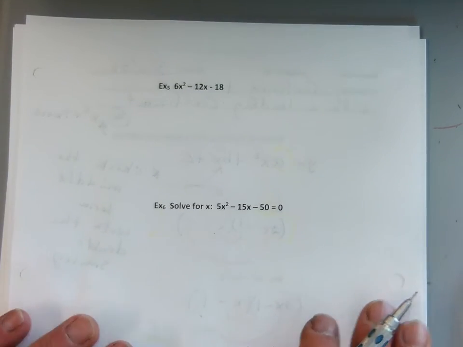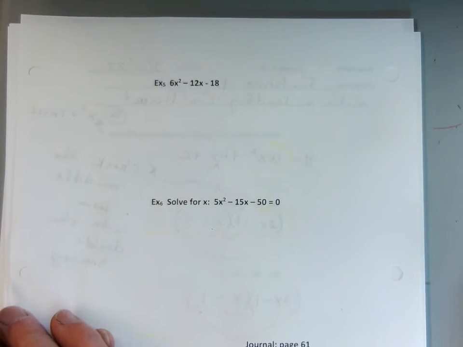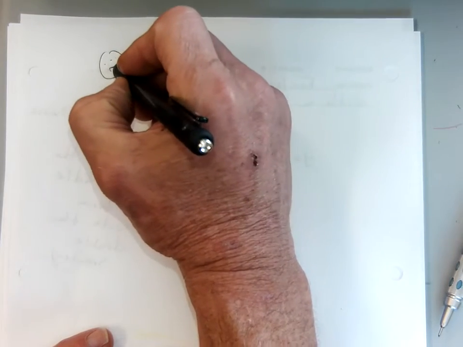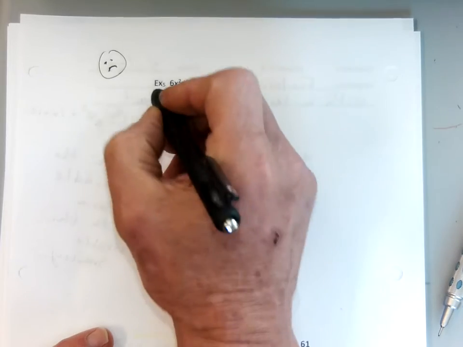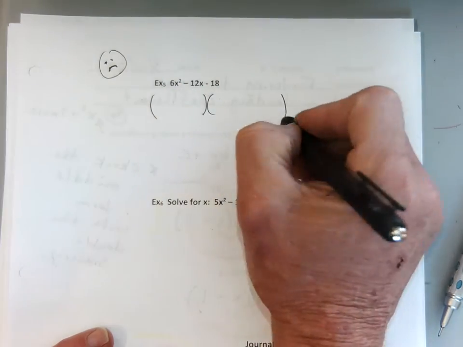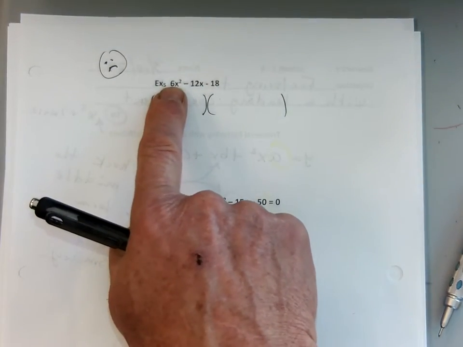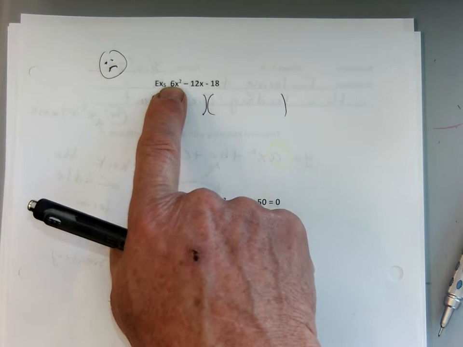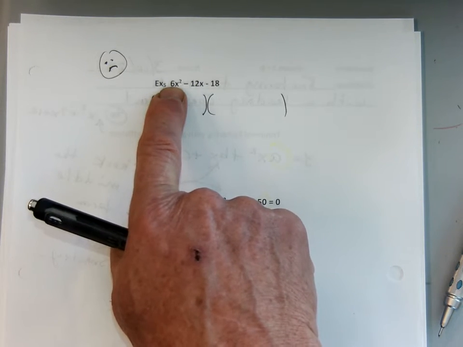Now, number 5. Here comes a hard one, okay? So we'll go frowny face. Ugh, hard. You know why this one's hard? There are 2 ways to make a 6. Oh, no. There's 3 and 2, and there's 6 and 1. So what do you want to start with?